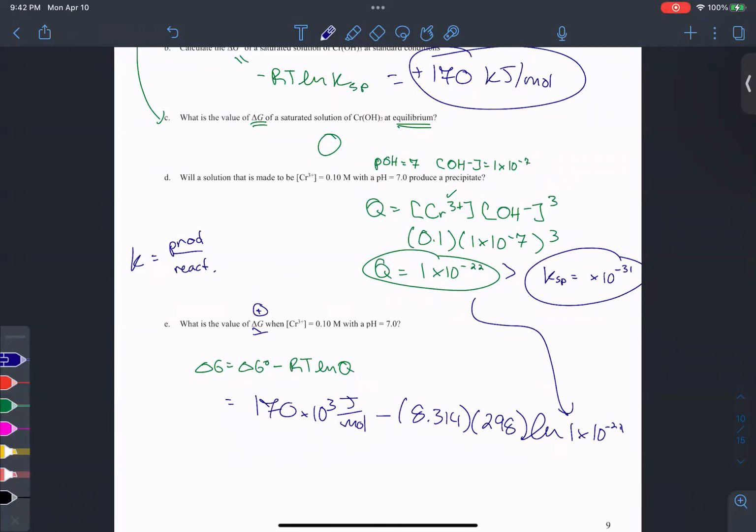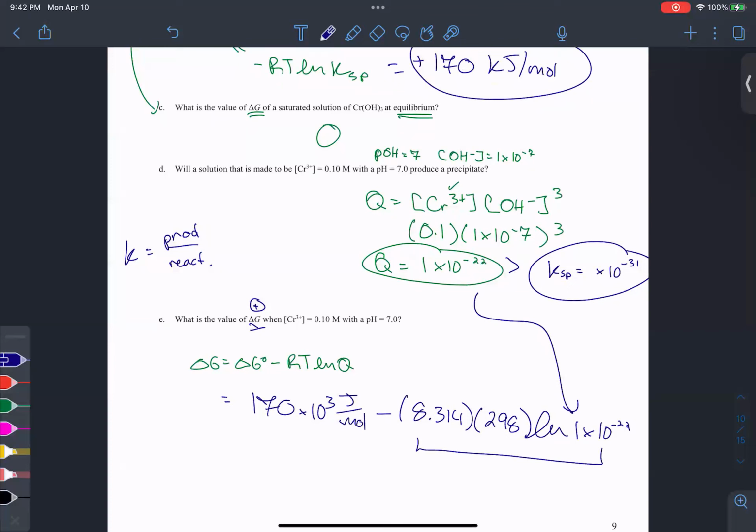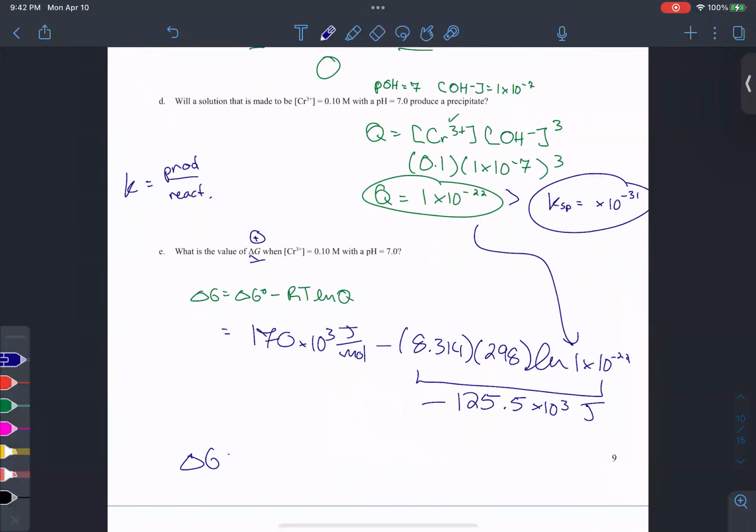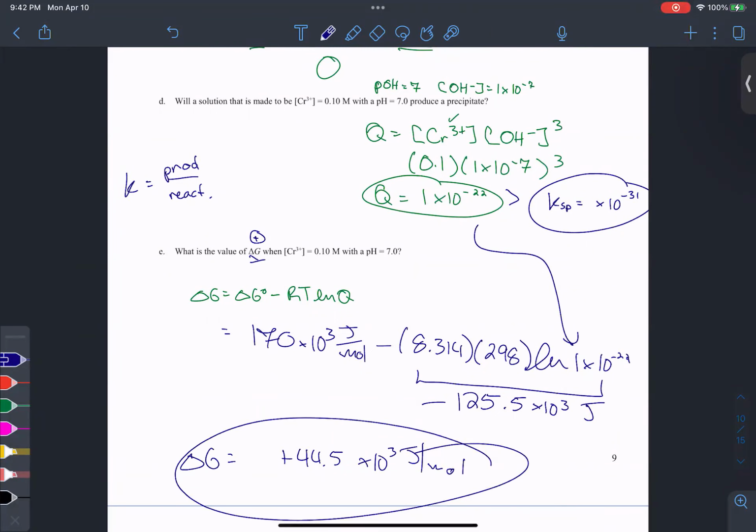All right, and so when you do that operation, you get negative 125.5 times 10 to the 3 joules. And so what you get is delta G is equal to positive 44.5 times 10 to the 3 joules per mole. And so yes, we do in fact get a positive value of delta G, meaning that the reverse reaction is spontaneous at these conditions, meaning that a solid precipitate forms because we have too many ions on the product side.